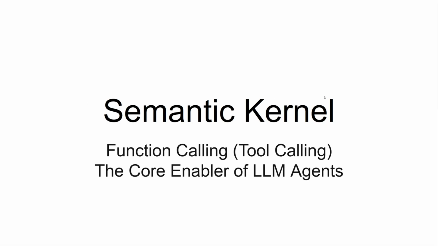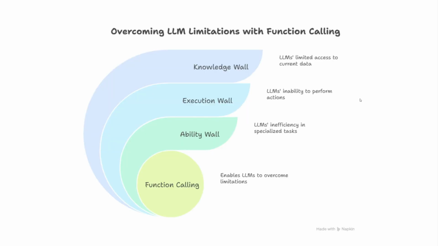Today, we are diving into one of the most powerful concepts in AI development, function calling. Simply put, function calling is the ability to reliably connect a model to external tools and APIs, thereby overcoming their inherent limitations. Think of it this way. LLMs are powerful, but they have three major walls they can't break through on their own.